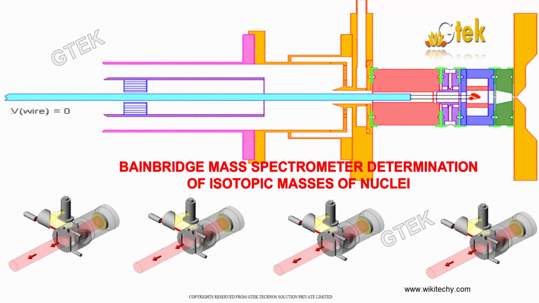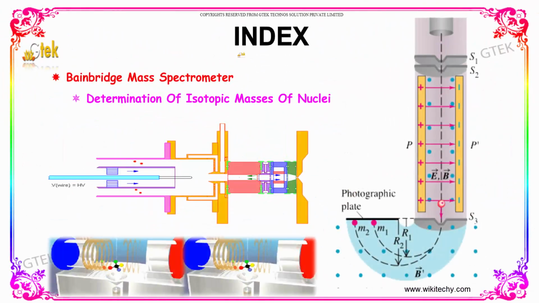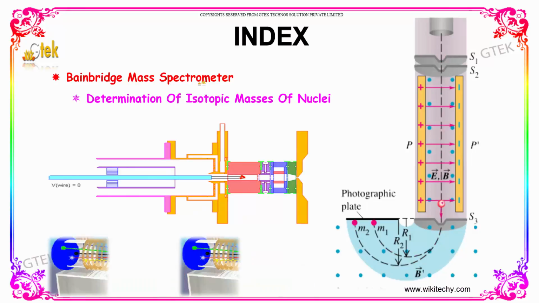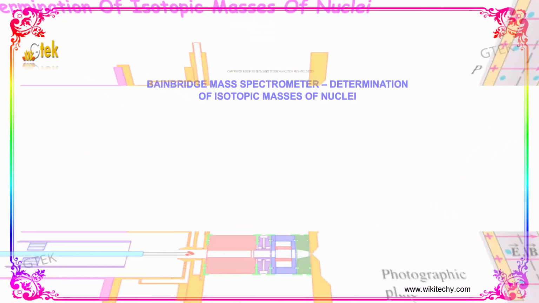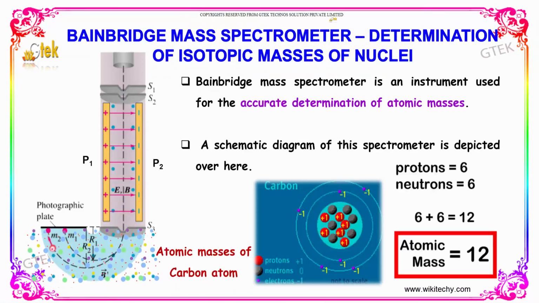Let's talk about the Bainbridge Mass Spectrometer and the determination of isotopic masses of nuclei. Here is the index of a Bainbridge Mass Spectrometer. The Bainbridge Mass Spectrometer is an experiment used for the accurate determination of atomic masses.